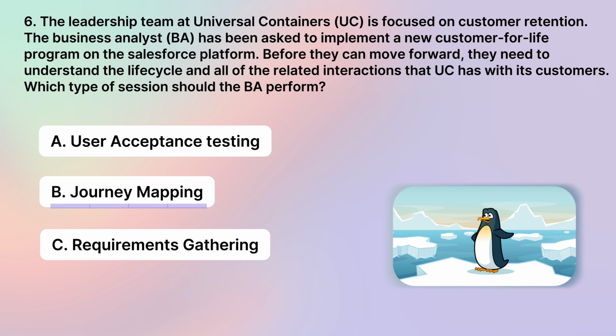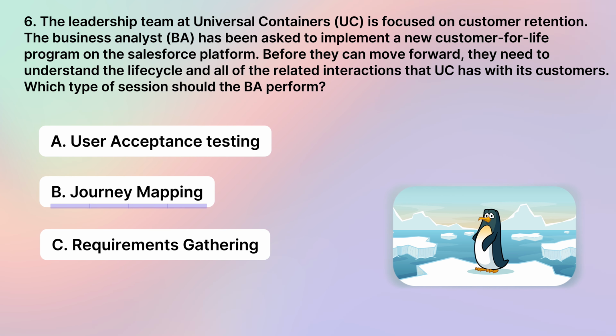B is the correct answer because journey mapping is the process of visually representing the entire life cycle of a customer's interaction with a company, including all touch points and interactions. This will help the BA to understand the customer experience and identify areas for improvement to support the new Customer for Life program.